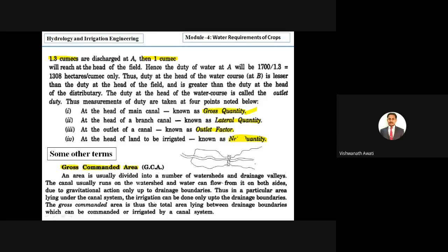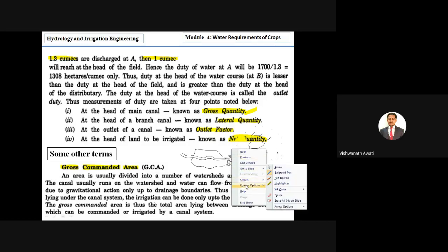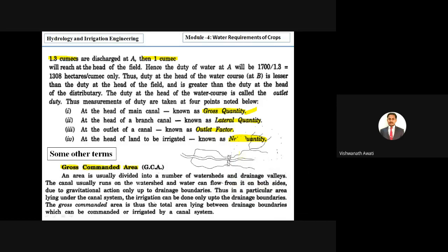So gross command area means how much area this canal can irrigate. For example, after the design, this much area can be irrigated with the help of this canal. It is the main canal. Again we are distributing into sub canals, primary canal, secondary canal and tertiary canals. This much area we can serve, and this area is called gross commanded area of the canal.